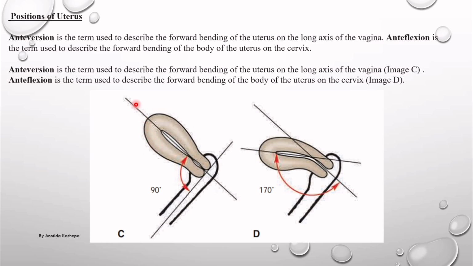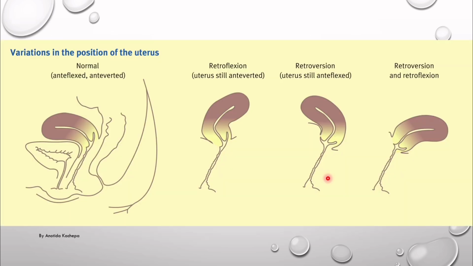Anteverted is the forward bending of the uterus along the long axis of what? The vagina. Then anteflexed is the forward bending of the body of the uterus on the cervix. So this is the normal position of the uterus.